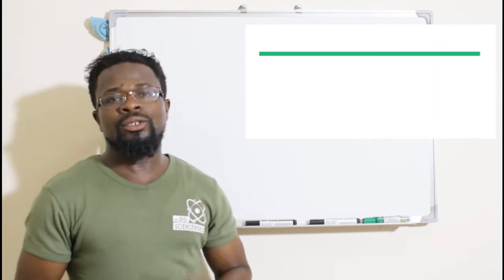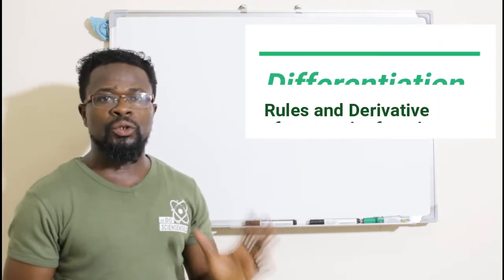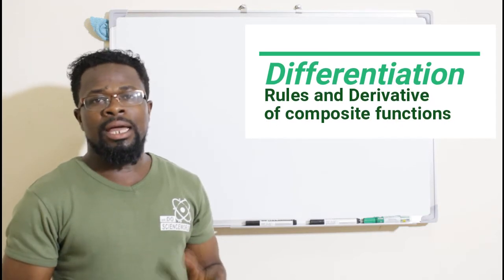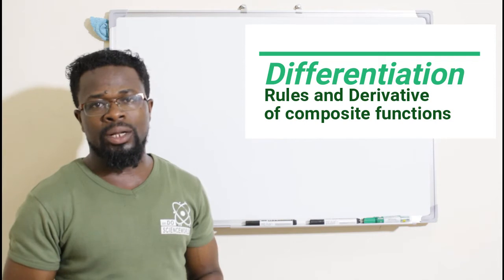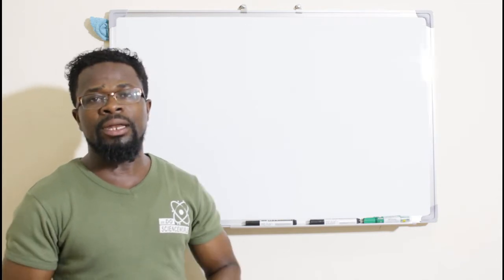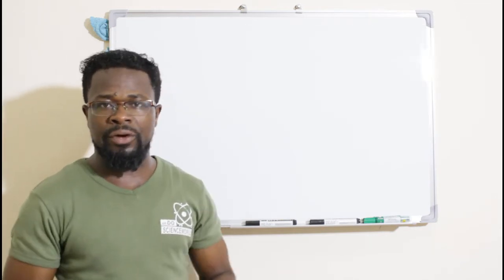So today we're going to look at differentiation. And we're going to look at two aspects of differentiation. We're going to use the differentiation rule and then we're going to take the derivative of a composite function as well. So let's begin by looking at the differentiation rule first.